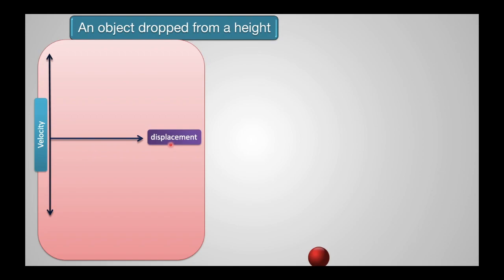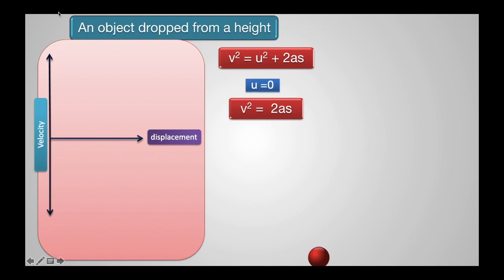What is the exact equation connecting velocity and displacement for an object dropped from a height? This is an accelerated motion, and this is the equation connecting the velocity and the displacement of the body. When you drop something, the initial velocity is 0. So the equation becomes v square equal to 2as. Now the problem is we have velocity on the axis, but in the equation it is v square, means velocity and displacement are not directly proportional. So you will not get a straight line between velocity and displacement.